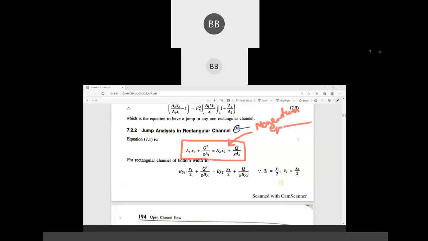The derivation of this is already there. I am going to share all the files after the class, and you can also find this derivation. But whenever in the exam you are asked to derive, you do not have to derive this expression again. You can directly use this expression and then go for the derivation of the relation between Y1 and Y2 values. So you directly write down this expression.